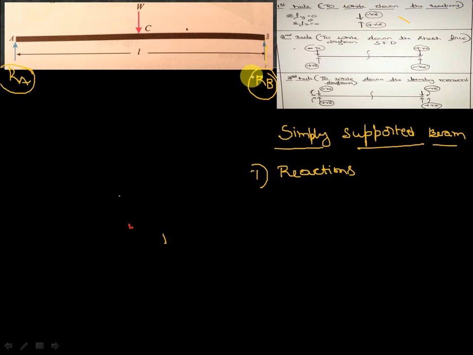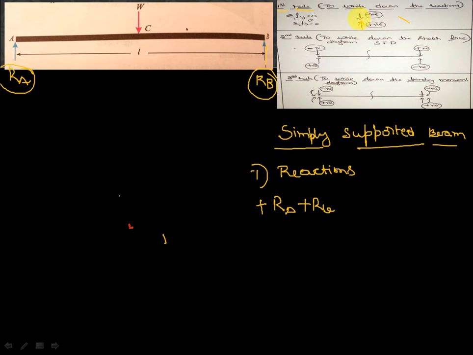First see here, what the first rule tells. I have written the symbol like this, and this symbol is acting upwards. So I am taking it as positive. RA is plus RA, it is positive. Here RB, again it is acting in the upward direction. What is the upward direction? It is plus RB.